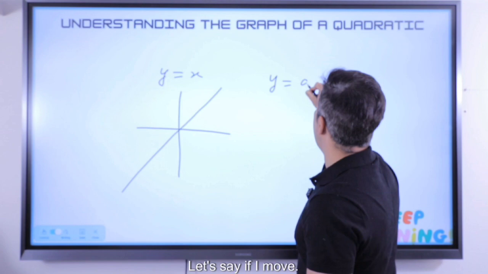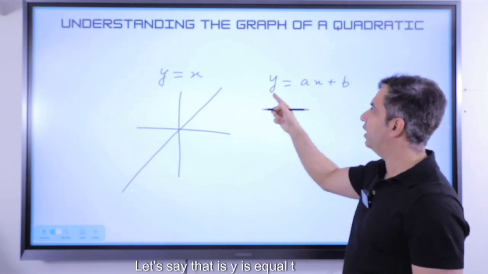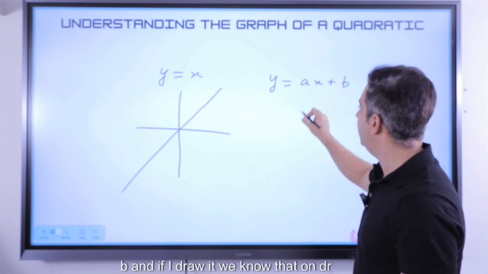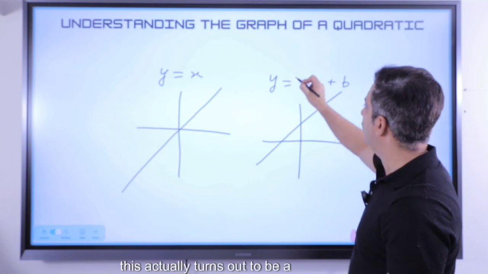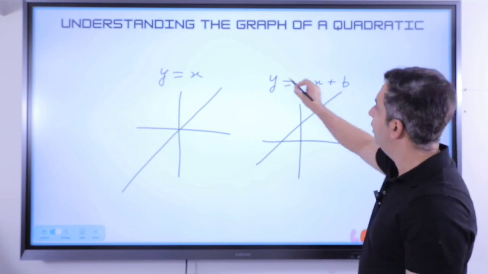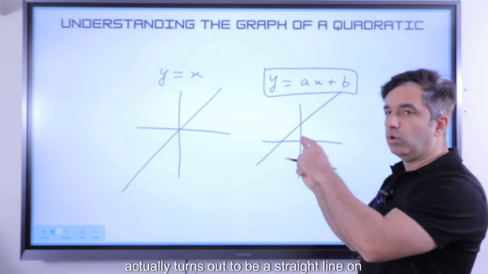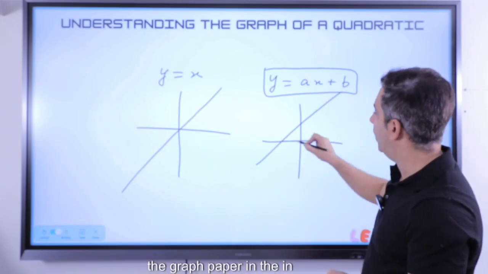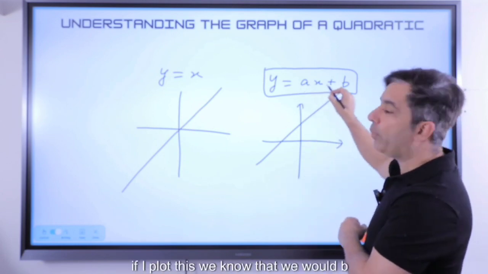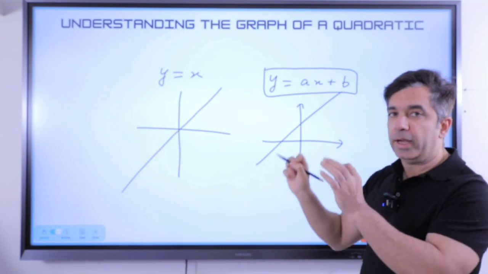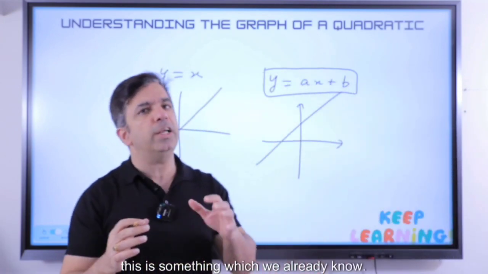Let's say I move to a general linear relation, that is y is equal to ax plus b, and if I draw it, we know that it actually turns out to be a straight line. So a linear relation, when drawn, turns out to be a straight line on the graph paper in the two-dimensional space of the x-axis and y-axis. We have already done this and this is something which we already know.